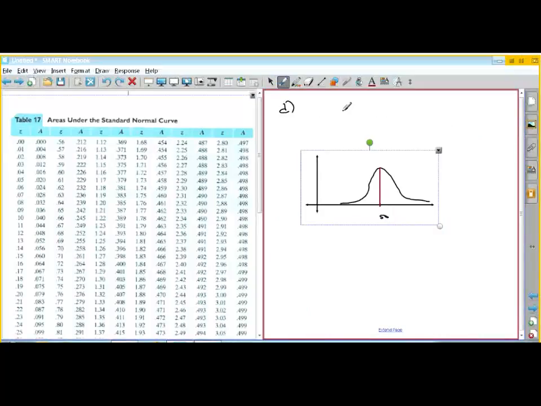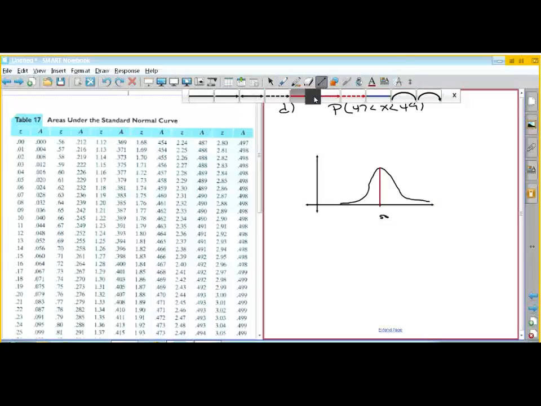Okay, D, between 47 and 49. So the probability that x is between 47 and 49. Let's draw two lines that represent 47 and 49. I'm going to put 49 here, and 47 there. So this is 47, this is 49. I'm looking for this area. So how are we going to find that?